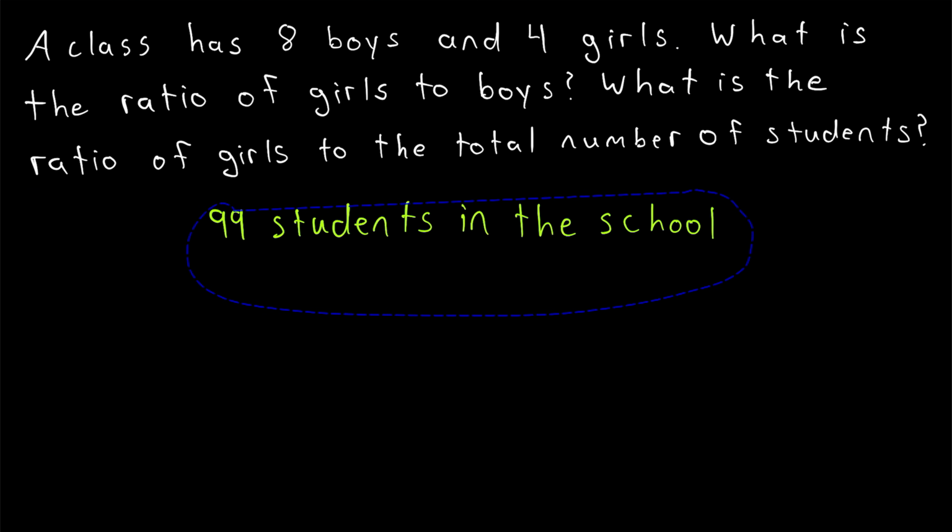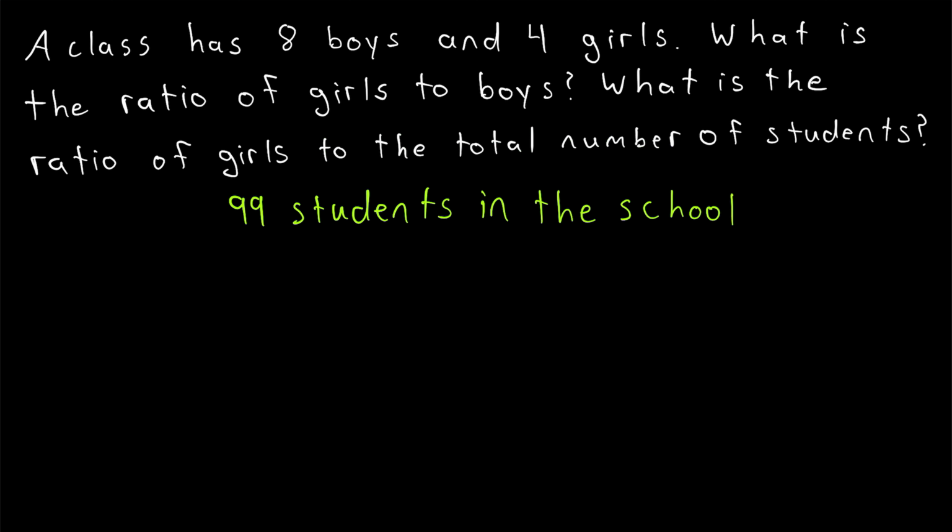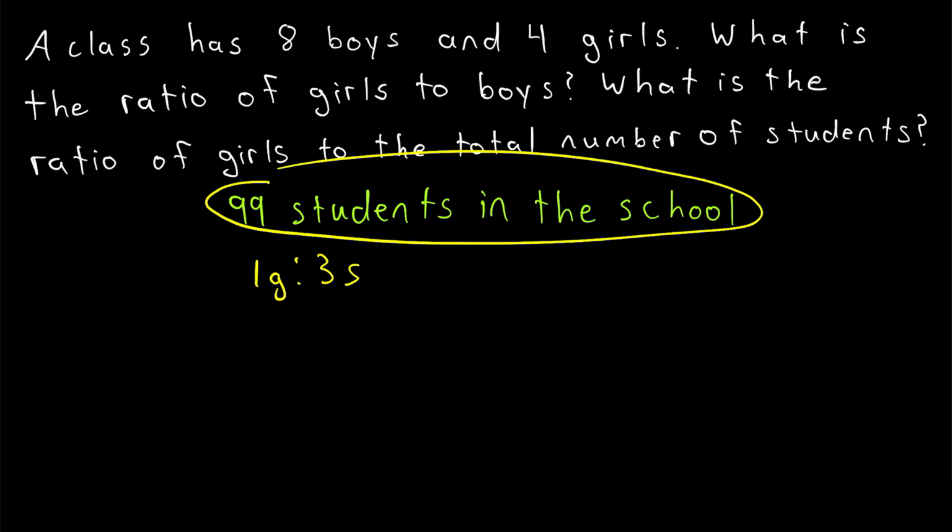Let's quickly go over a fun little example of how we can use ratios to find an unknown number. We were just talking about a particular class and the ratio of girls to boys in that class. But let's assume there are 99 students in the entire school and that the ratio of girls to boys is the same among the whole student body. In other words, the ratio that we just found of 1 girl to every 3 students is true for the entire school, not just the single class we were talking about.